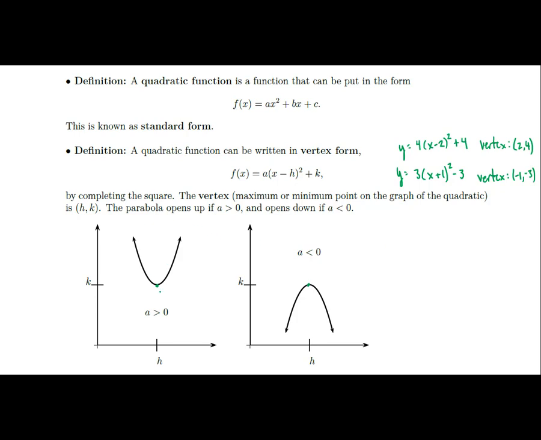And then finally, whether a parabola, which is the name we give a quadratic function's graph, opens up or opens down is determined by whether the a out in front here, or the same a that's up here, is positive or negative. So positive means it opens up, and negative means it opens down.